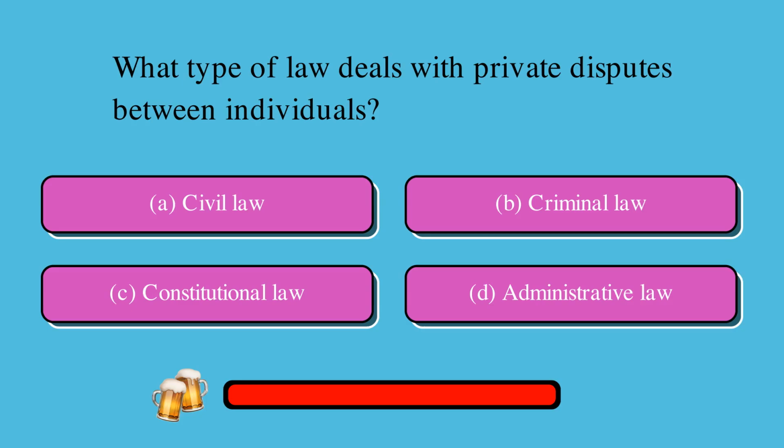What type of law deals with private disputes between individuals? Is it A, civil law, B, criminal law, C, constitutional law, or D, administrative law? The correct answer is A, civil law.